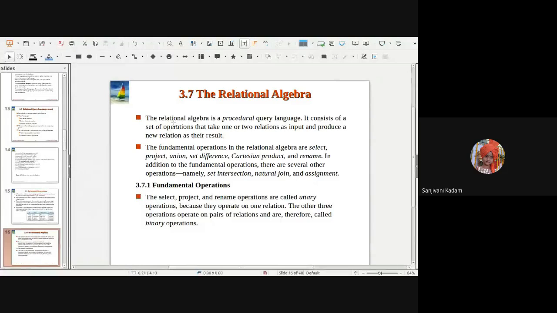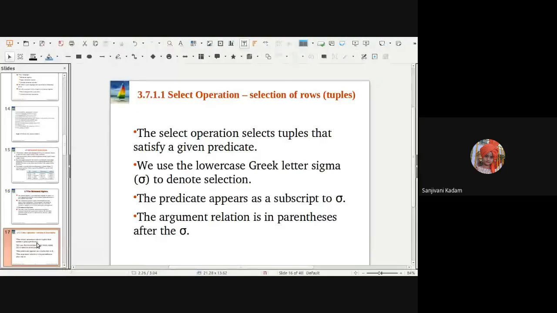The main theme, relational algebra is a procedural query language on which a number of operations are done. So there can be unary operations or binary operations. So first we started with the fundamental operations, select, project, rename, etc. First we studied the select operation. So select operation is used for selection of the rows, or we can say tuples, from the complete relation. So this is acting as a filter to the relation.